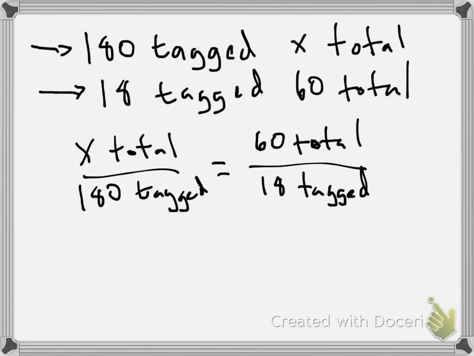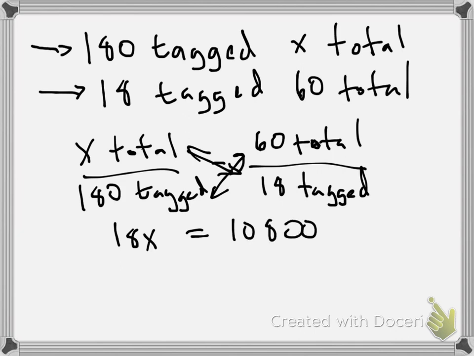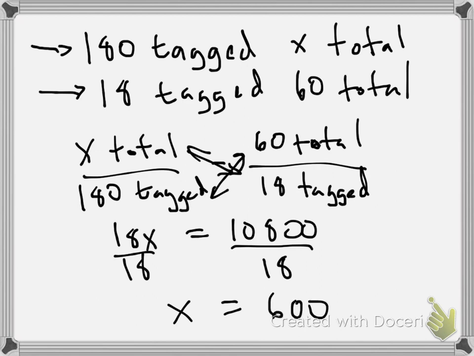Okay, and so once we get to this point, it's just a matter of using our cross products and setting them equal to each other. So going across this way, 18 times x is 18x. Going across this way, 180 times 60. We just multiply those in our calculator. Okay, and then we divide by 18, solve for x, and we've got it. And so that in your calculator.